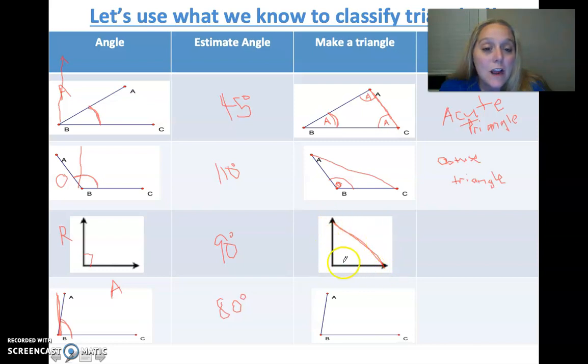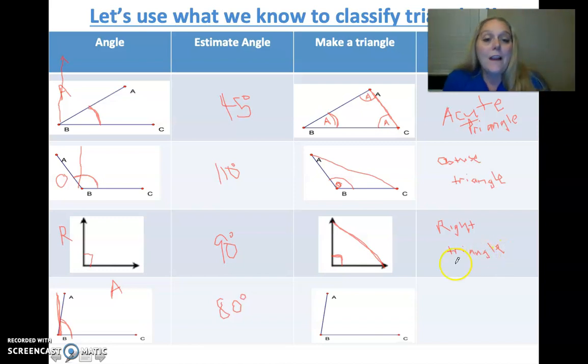When I look at this triangle, I see, oh, look, we have a right angle. So because this triangle has a right angle, we can stop right there, because we know when a triangle has a right angle, it's going to be a right triangle. Makes it pretty easy and simple.